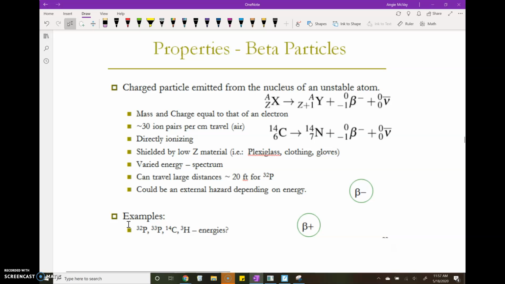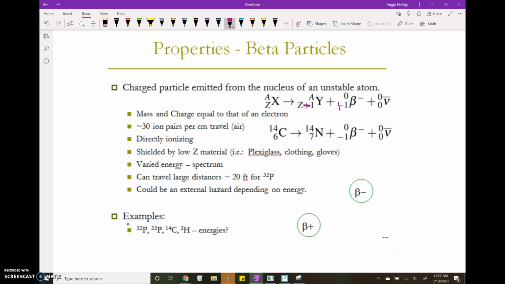So here's just a summary of how to deal with positive and negative beta particles. This equation, with the example, is just for negative beta decay, but we can apply the same idea to positive, just changing this to a plus and this to a minus. Okay, so betas are electrons or positrons.